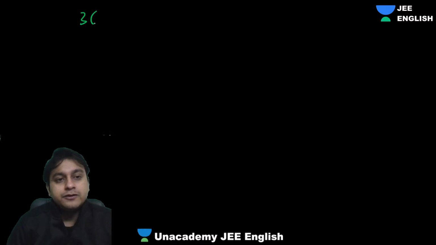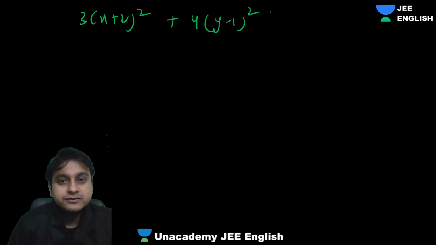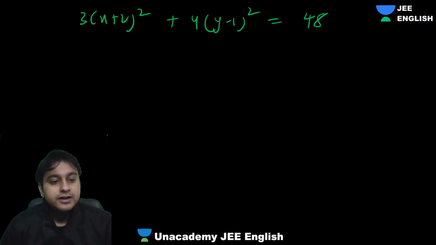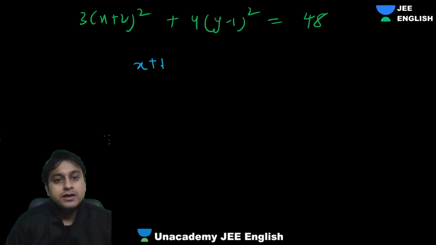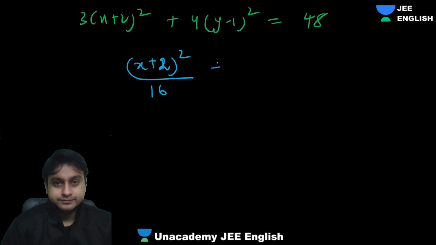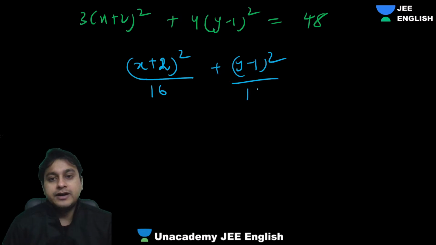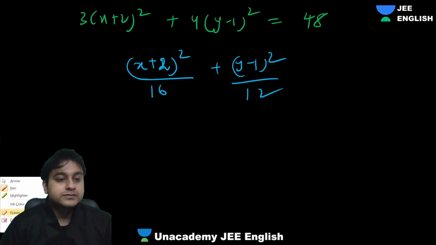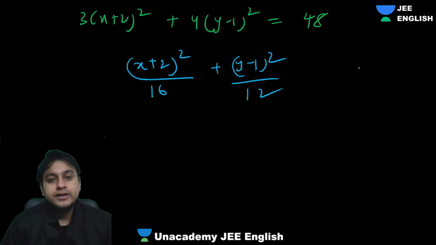So what are we getting? We're getting 3 times of x plus 2 ka whole square plus 4 times of y minus 1 ka whole square equals to 48. Now guys, when you divide by this 48, what will we get? x plus 2 ka whole square by 48 by 3, that is what? 16, if I'm not wrong. And y minus 1 ka whole square by 12. Okay, got it. So we got the ellipse, isn't it? Yes. So this is the ellipse.